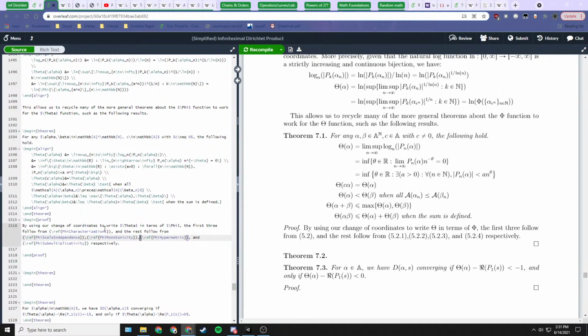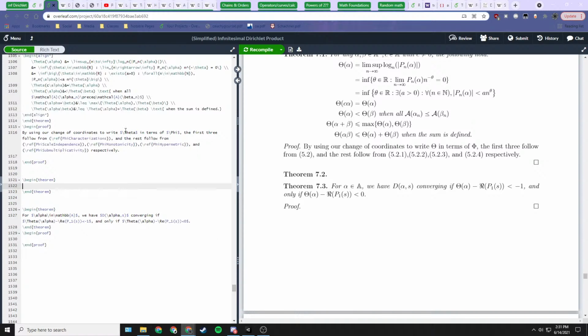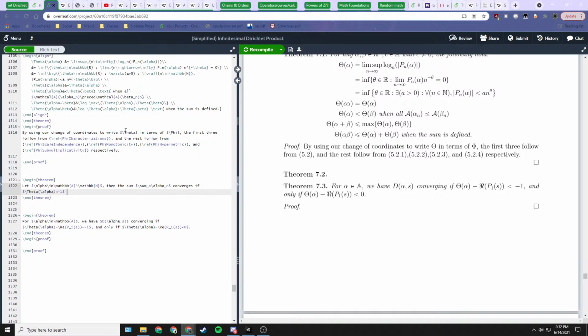Okay, that's fine. Okay, so the next thing we want is alpha being a power n, then the sum n of alpha n converges if theta of alpha is less than -1 and diverges if theta alpha is greater than 0.